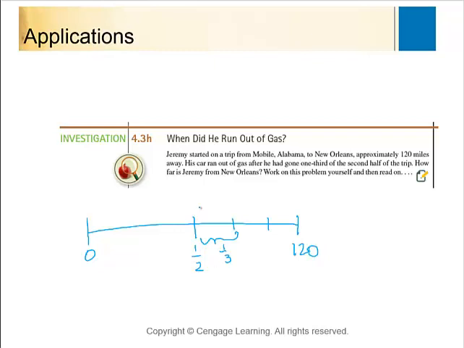So let's look at this in terms of this is 3 out of 6. This would be 4 out of 6, 5 out of 6, and then this would be 6 out of 6 because that's the whole trip. So he has gone 4/6 of the way. So what does he have left? He has 2/6 left, so he actually has 1/3 left.